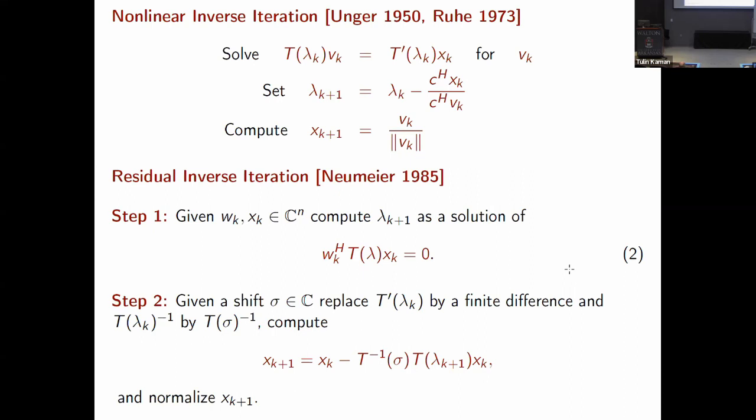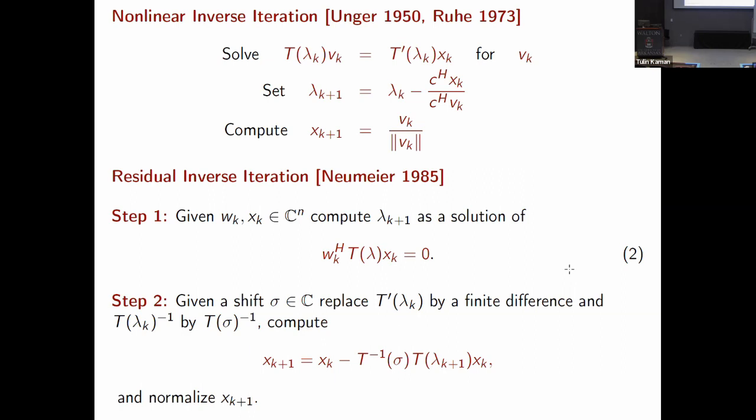and then Ruhe in 1973 wrote also a very interesting paper about solving nonlinear problems using the nonlinear inverse iteration, and that's how the formulation looked. So very similar to what we see in the inverse iteration, right? We have this T, the derivative, then we do something to get an approximation of the next eigenvalue, and then we use the vector, we normalize, to get the next vector approximation. But again, we have to evaluate T, we have to evaluate the derivative, not very practical.